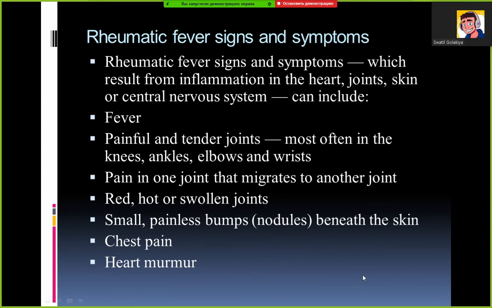So, rheumatic fever symptoms, which result from inflammation in the heart, joints, skin, and central nervous system, may be fever, painful and tender joints, most often knees, ankles, elbows, and wrists, pain in one joint which migrates to another joint, so migratory character of pain, red, hot, or swollen joints, small painless bumps, nodules beneath the skin, chest pain, and heart murmurs.